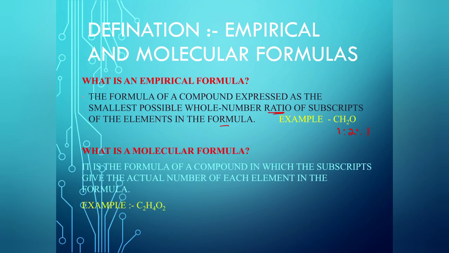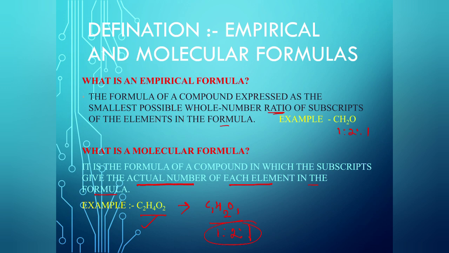But the molecular formula is the formula of a compound in which the subscripts give the actual number of each element in the formula. An example is C2H4O2. It shows the actual number of each element present in a compound. Again, if we convert it into an empirical formula, we have to write it in ratio, C1H2O1. Again, the ratio is 1 : 2 : 1. This is the empirical formula for this compound. I hope you understand the empirical formula versus molecular formula.